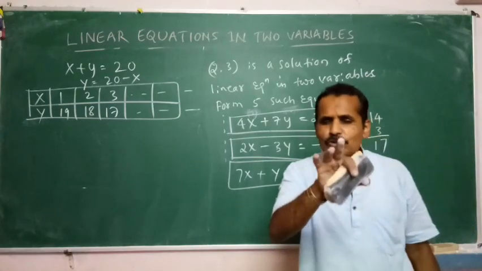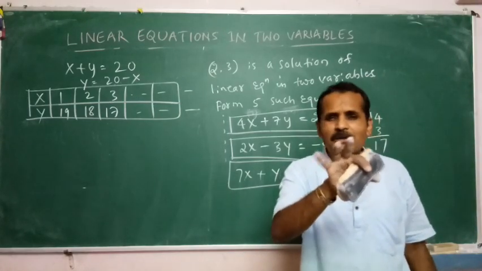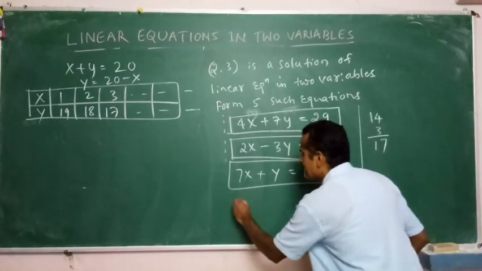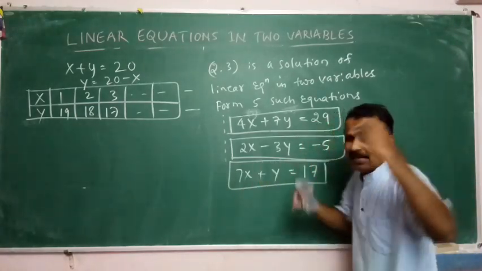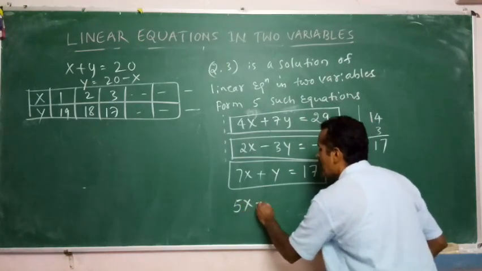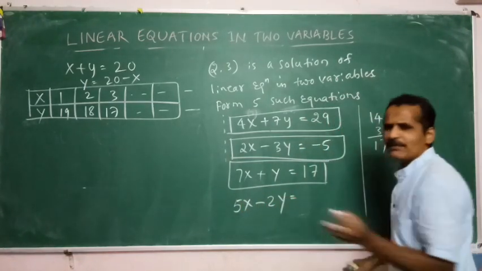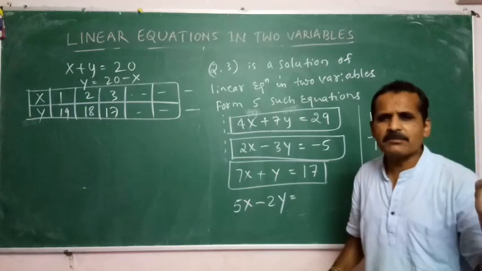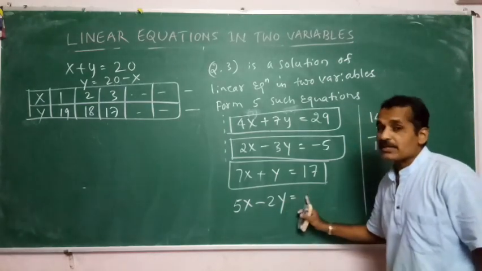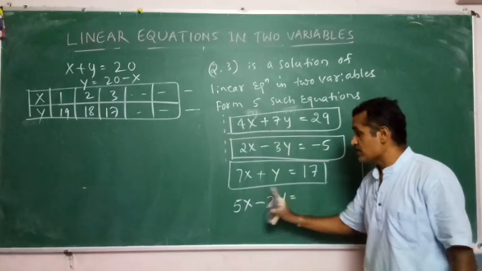Now I think you are quite familiar and comfortable making the equation. Let us go for one more equation. LHS, anything that you like. I will write 5x minus 2y. Randomly I have chosen, very randomly. There is no specific order. But before writing the RHS, just substitute and check.